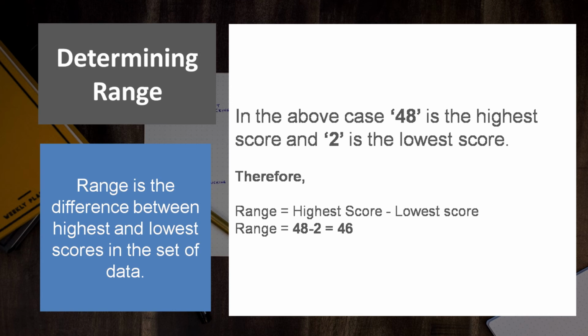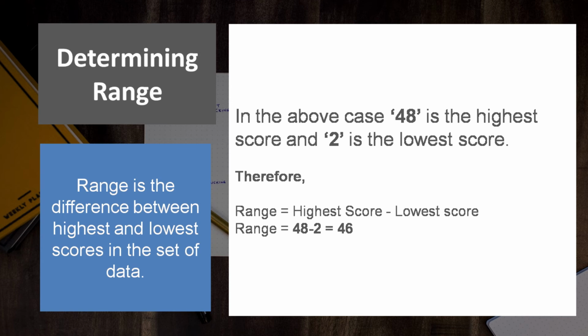The formula for range is the difference between the highest and the lowest score, that is, highest score minus lowest score. Highest score is 48 and lowest score is 2. So 48 minus 2 is 46. So here range is 46. So this is the first step for preparing a frequency distribution table for organizing the data.